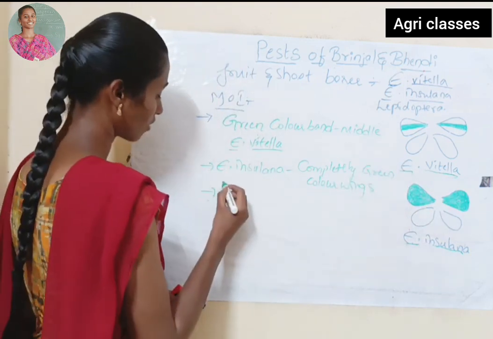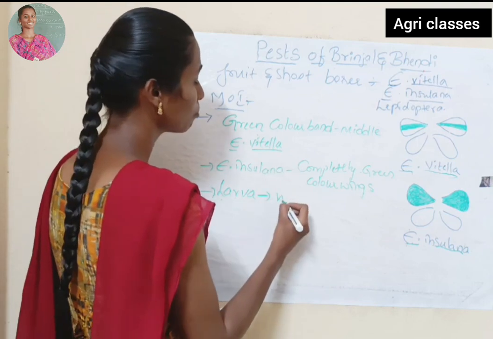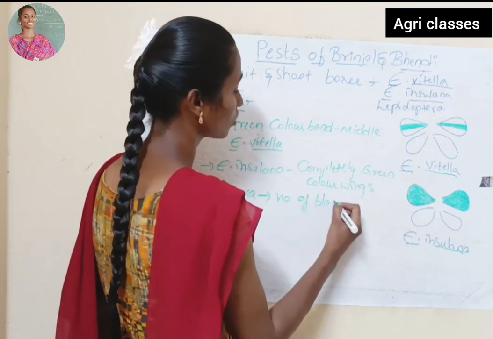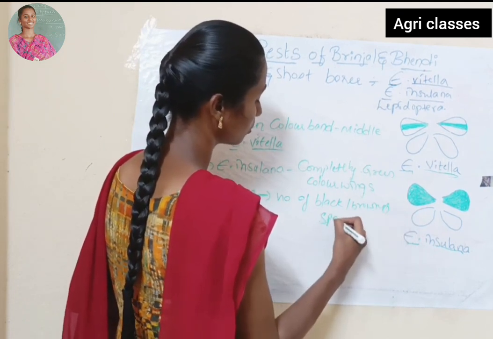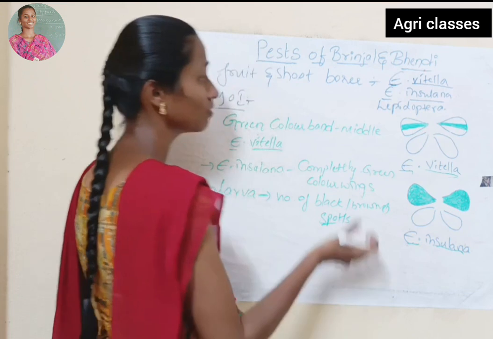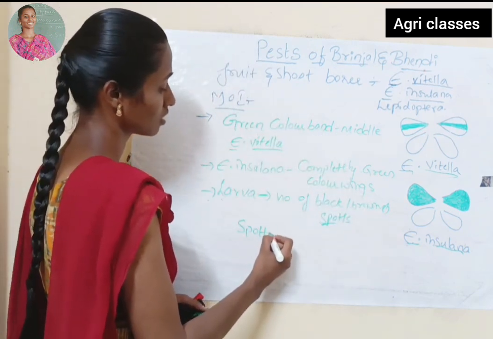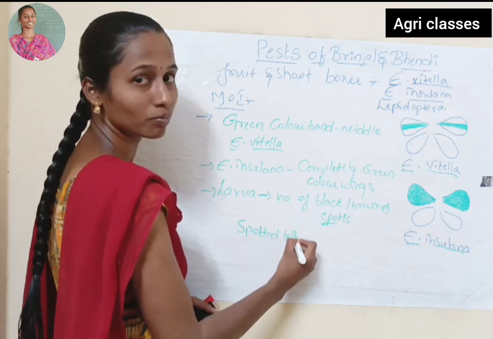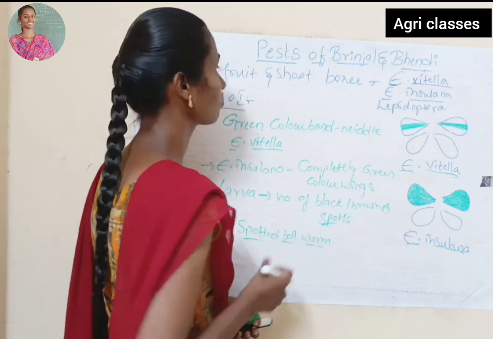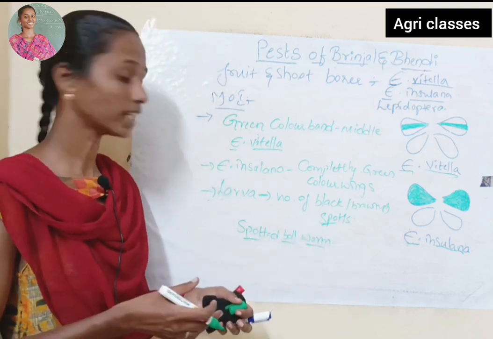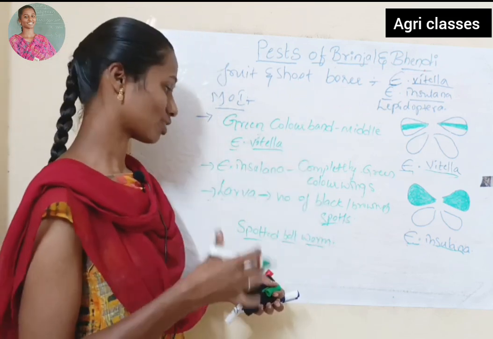Next, larva. Here both larvae are having a number of black or brownish color spots. Because of those spots, we can call it a spotted bollworm. So this fruit and shoot borer is also called a spotted bollworm because these larvae have a number of black and brownish color spots.